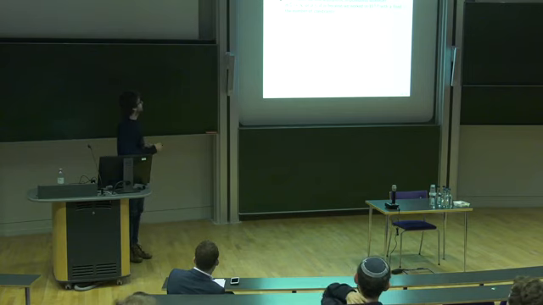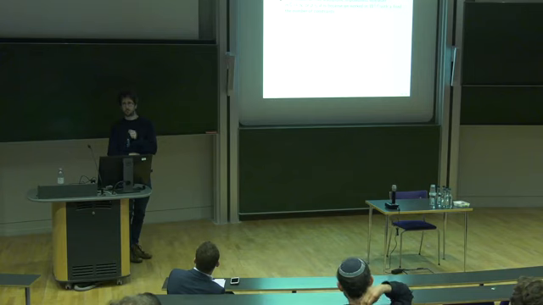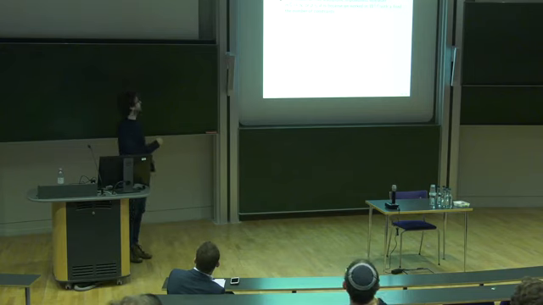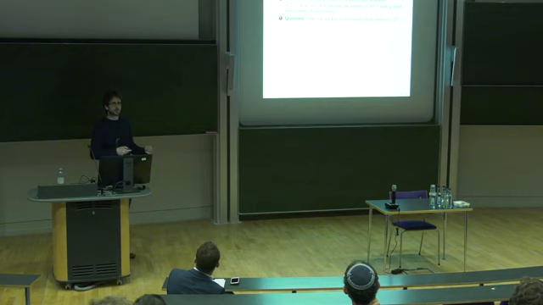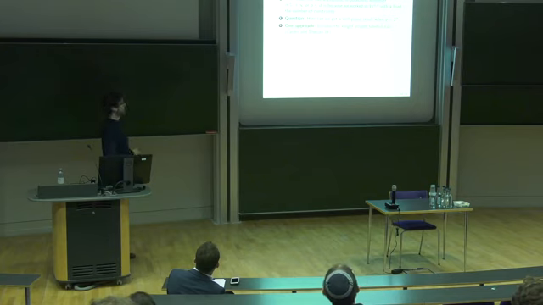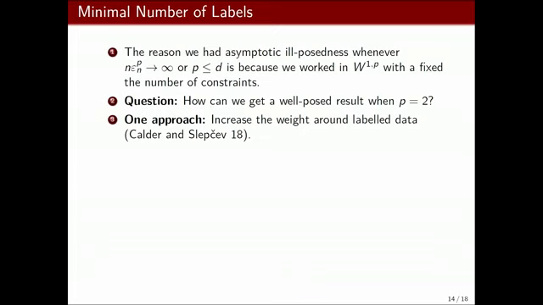So really the reason our method didn't work for p less than or equal to d is because we always fix the number of constraints. So the question is, what happens if we get more constraints? Can we go below p less than or equal to d? And of course the answer is yes. In particular, we're interested in how we can get a well-posed result when p equals 2. P equals 2 is somehow the most important regime because it's the easiest one to do numerically. There are closed form solutions when p equals 2, which makes it very desirable.